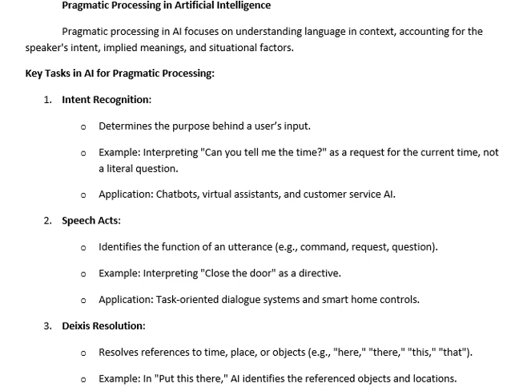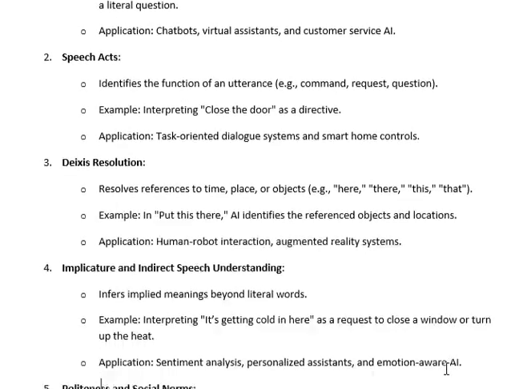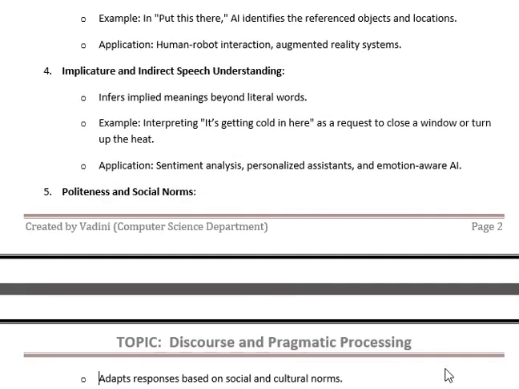Then is deixis resolution. What is deixis resolution? It resolves references to time, place, or objects: here, there, this, that. For example, given the input "this here," the AI determines the referenced object and location. The applications are human-robot interaction and augmented reality systems.